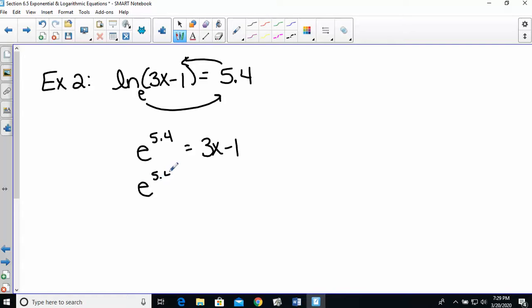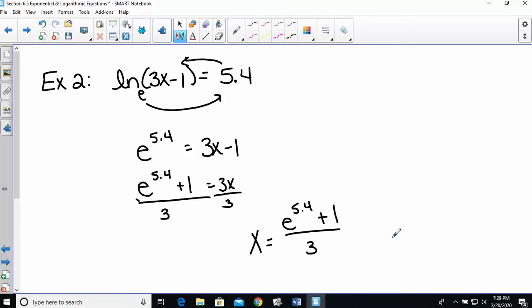If I'm trying to get my x by itself, I would add my 1, and the final step would be to divide by 3. On the Math Excel, you have to watch if it asks for an exact answer. It would just be e to the 5.4 plus 1, all over 3. If I ask for a decimal, you're going to put that in your calculator. Make sure you put the numerator in parentheses.